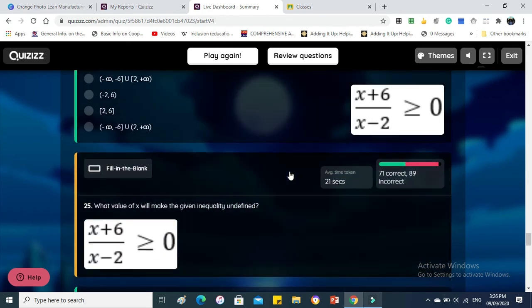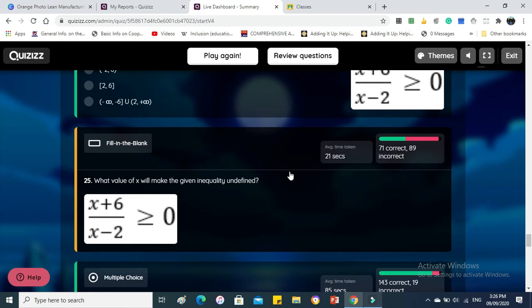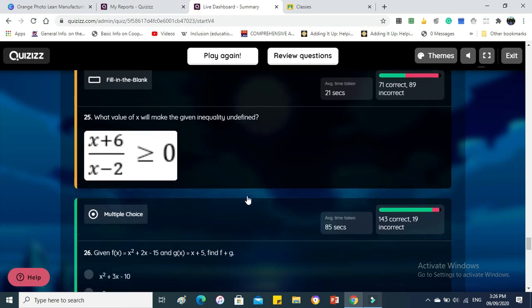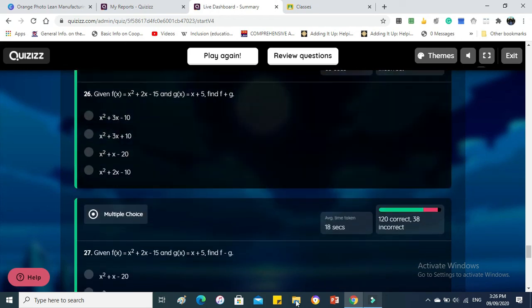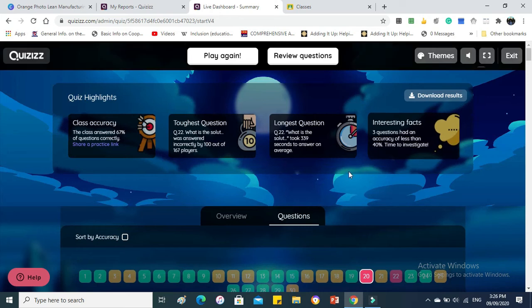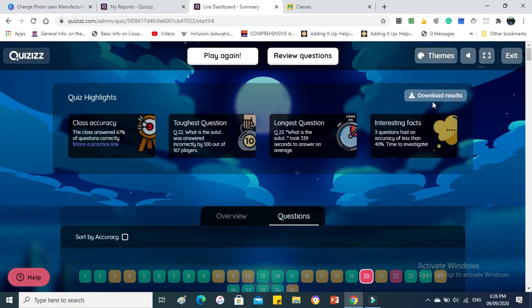And this one is also difficult: what value of X will make the given inequality undefined? They should have answered with a number only, but some answered the solution set of this given rational inequality. By the way, you can also download this one. Now let us exit.